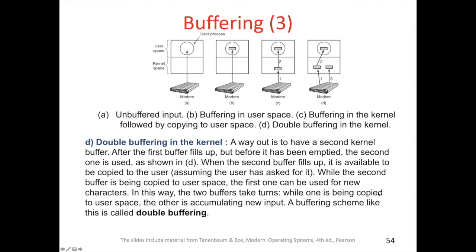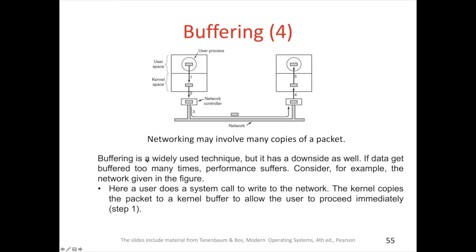While one is being copied to the user space, the other is accumulating new input. A buffering scheme like this is called double buffering. Instead of double buffering, a circular queue of double buffers may be used also. Buffering is a widely used technique, but it has a downside as well. If data get buffered too many times, performance suffers.